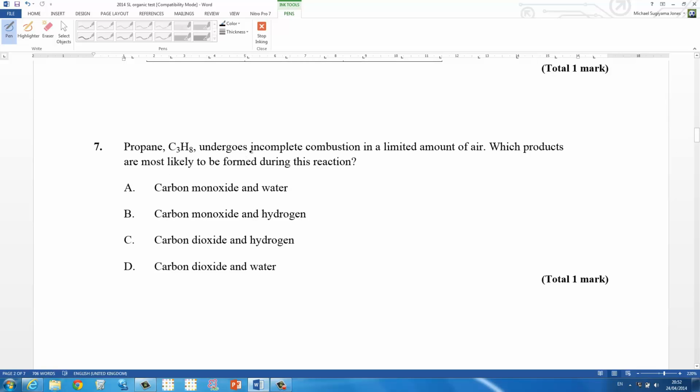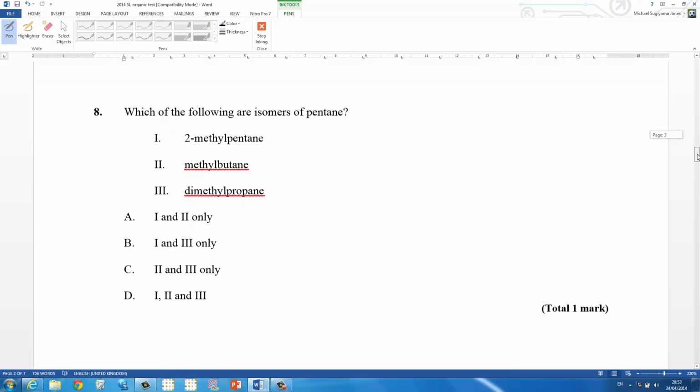Okay, question 7 is about combustion and incomplete combustion. What are the products? So just a quick review. If it was complete combustion, it would be CO2 and H2O as your products. But this is incomplete, lack of oxygen. Complete is excess oxygen. Incomplete is lack of oxygen. So we're not going to get carbon dioxide. We're going to get carbon monoxide and water. Okay?